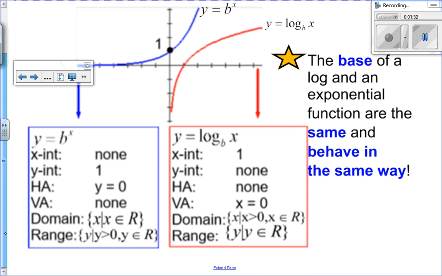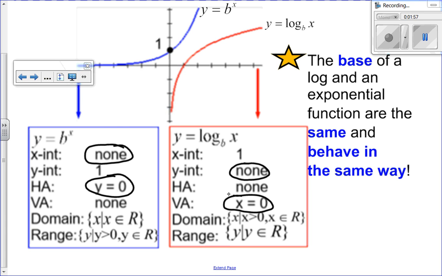Let's look at all the particulars. So we learned in our exponential function that it does not have an x-intercept. The reason it doesn't have an x-intercept is because it has a horizontal asymptote at 0. Well, let's look at the inverse of that exponential function. Instead of having no x-intercept, it has no y-intercept. Instead of having a horizontal asymptote, it has a vertical asymptote because x and y interchange.